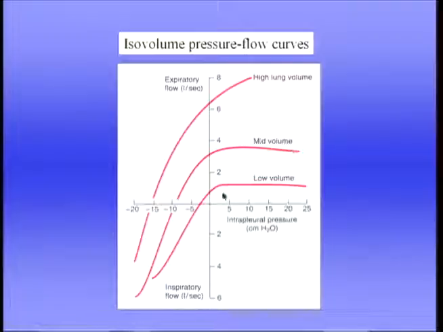And that's even more striking at a low lung volume. Look at the low lung volume here. Over almost all of the expiration, the flow rate is independent of the intrapleural pressure. So what we're saying here is that during much of expiration, expiratory flow is independent of effort. Very interesting. What's the reason for that?